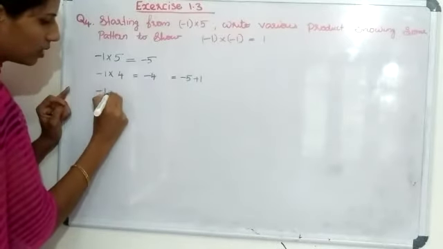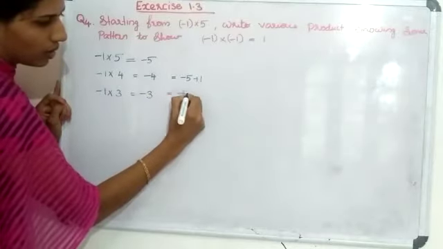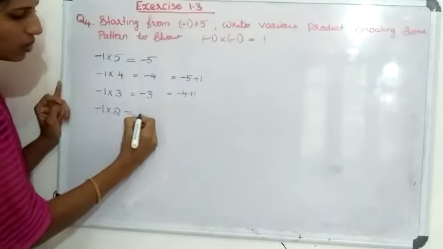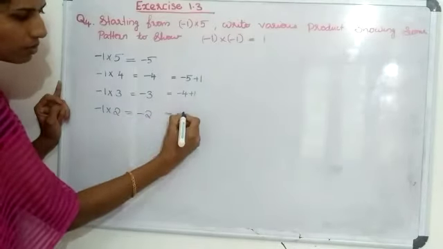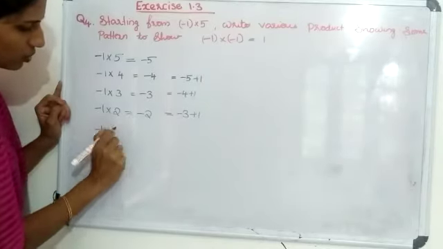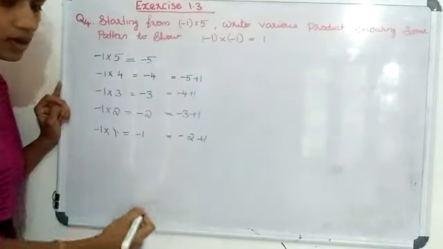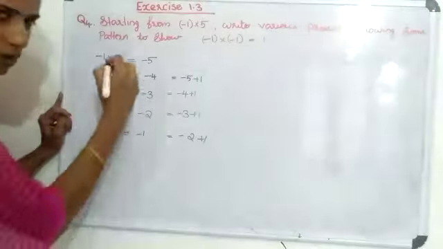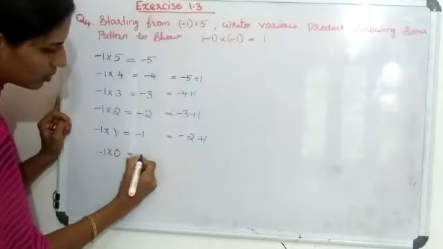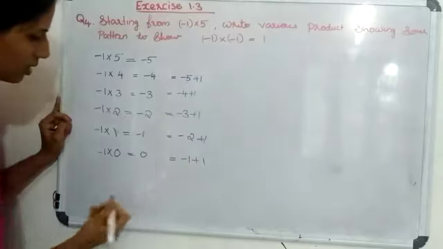In the same way, minus 1 into 3 is equal to minus 3. This is equal to minus 4 plus 1. Minus 1 into 2 is equal to minus 2. This is equal to what? Minus 3 plus 1. Then minus 1 into 1 is equal to minus 1. That is equal to minus 2 plus 1. The same pattern we did in our last class. Then what is the next number? Minus 1 into 0 is equal to 0. This is equal to minus 1 plus 1.